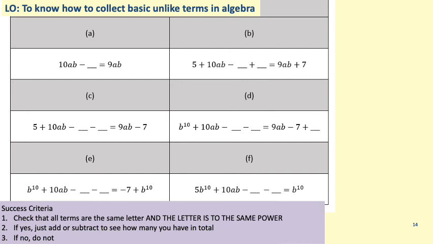And finally, I'll give you a hint as to what's going on here. So we've got 10 lots of ab, and then we want to subtract something, and we will get to 9 lots of ab. So we're going to be subtracting 1 lot of ab. So you're using your problem solving skills this time to work backwards. So give yourselves 5 minutes working through these because they are problem solvers.